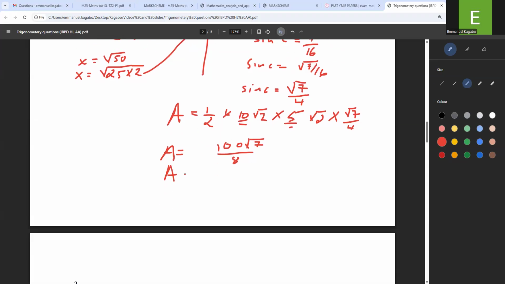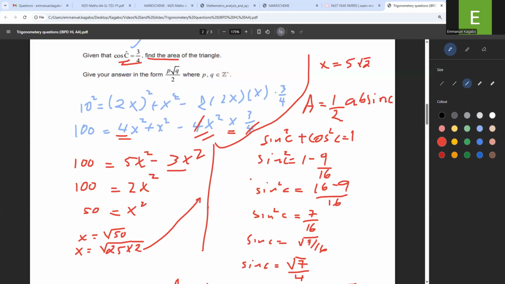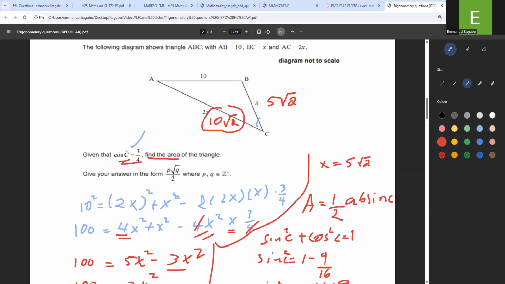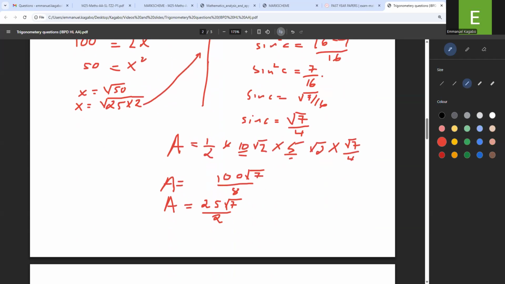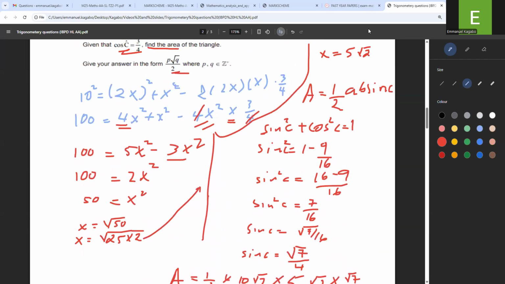When I simplify, what do I get? By 4, I'll get 25. 100 divided by 4, square root of 7. What is 8 divided by 4? It gives me 2. Okay, units squared, that's the area, right? If you can check, they told me this, you see, I have 2 and they also gave me 2 here. Very good question. I hope you have understood the question, right?